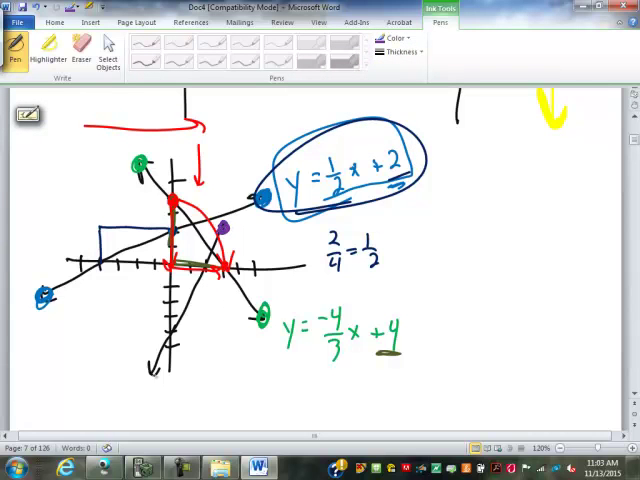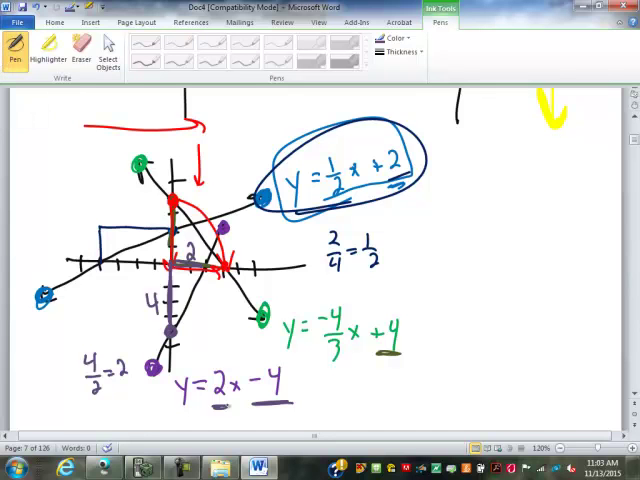Okay, let's look at this line right here. What's that equation? 2x minus 4. Good. Our y-intercept there is at negative 4 right here. And it rises 4 and runs 2. 4 over 2 is going to be 2. That's our slope of 2. Any questions?